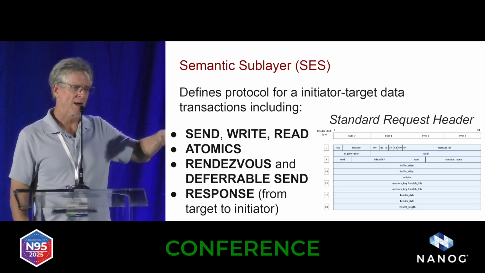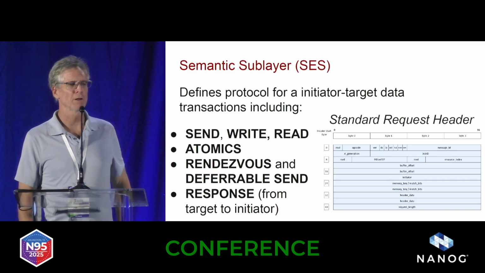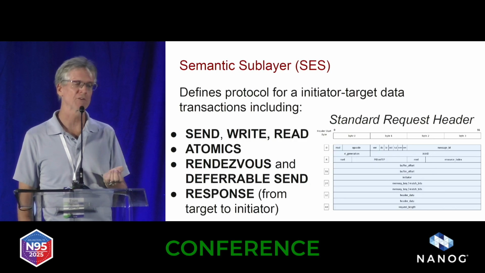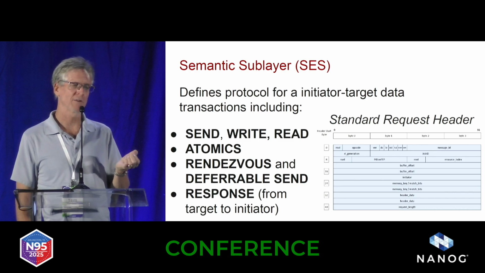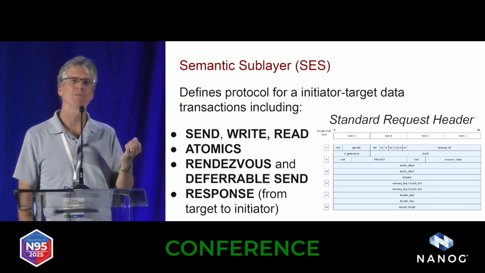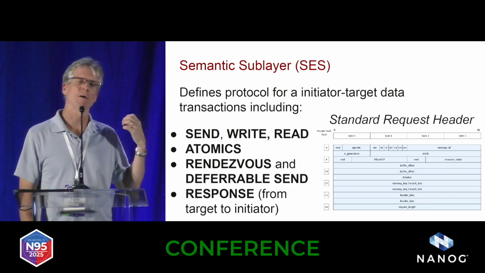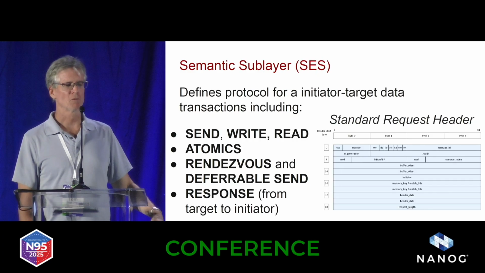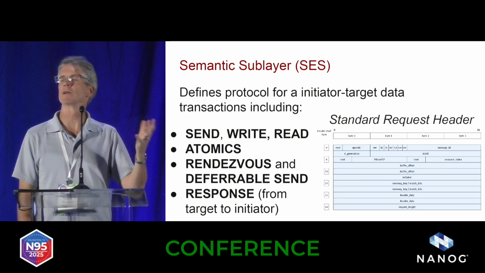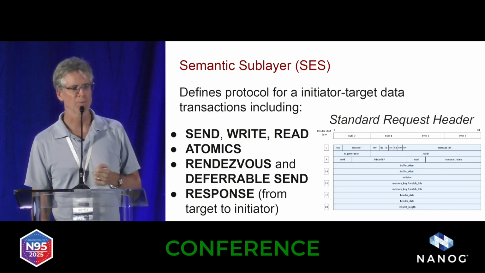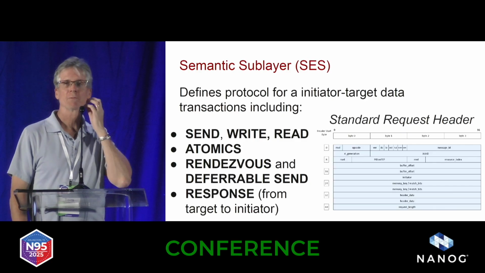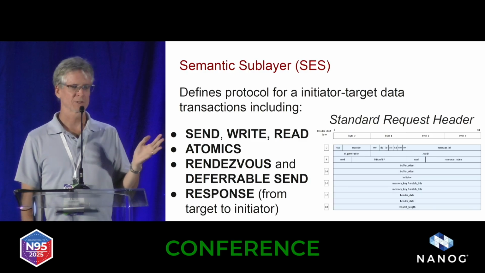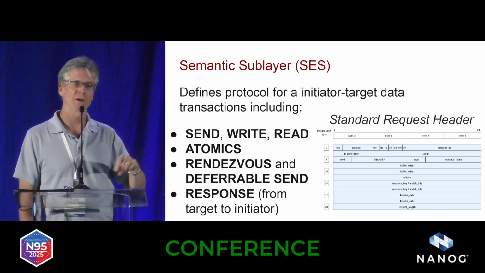The layer above that, which is called the semantic sublayer, this is where they've defined the various operations. So the normal RDMA operations: send, write, read. Send is sending a kind of anonymous buffer to a peer. Write is writing to an explicit memory location. Read is reading from an explicit memory location. They also support atomics, which is kind of interesting. So we can do atomic increment, atomic sets and things like that across a network.